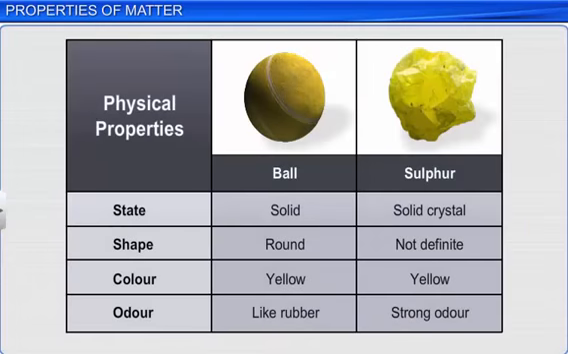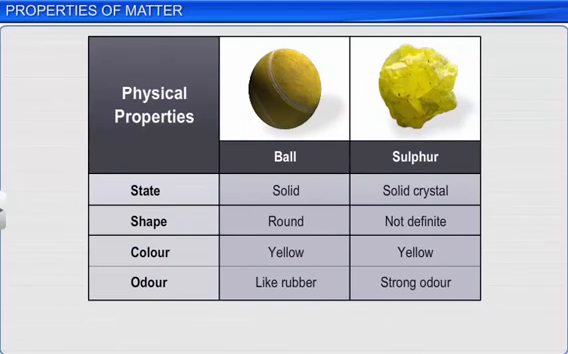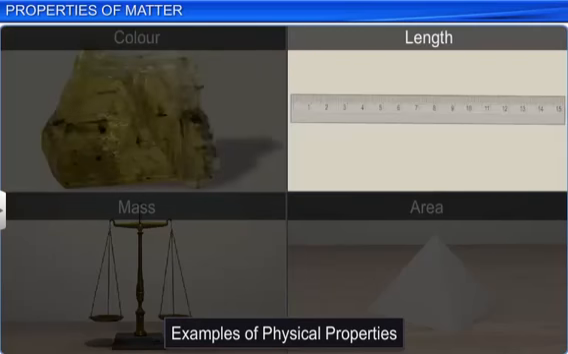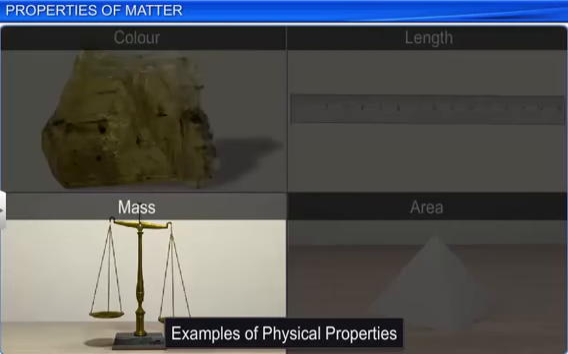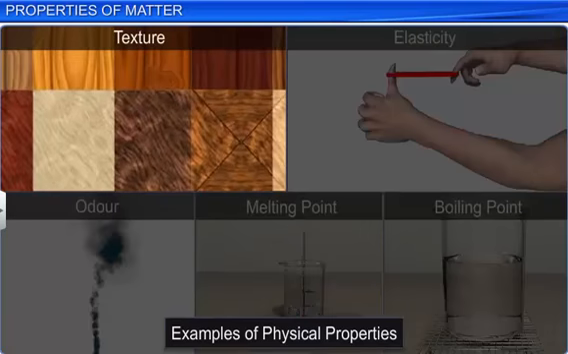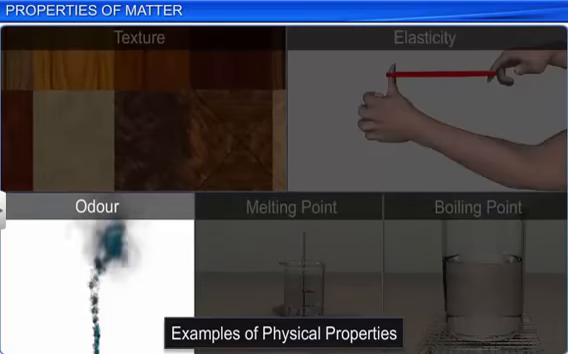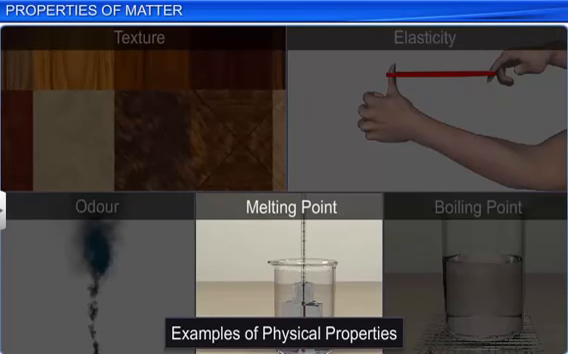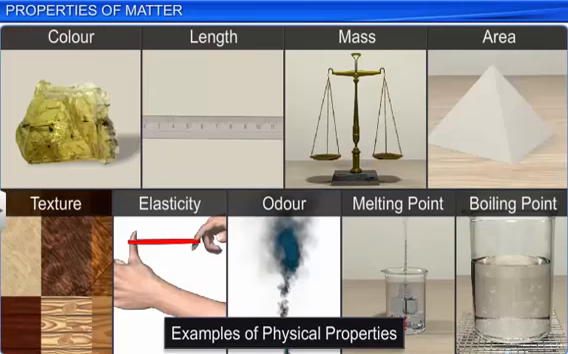What we saw are the physical properties of a rubber ball and sulfur. These properties can be easily seen or felt. Thus, we can say that physical properties are those properties that can be measured or observed without changing the identity or the composition of the substance. Color, length, mass, area, texture, elasticity, odor, melting point and boiling point are examples of physical properties.